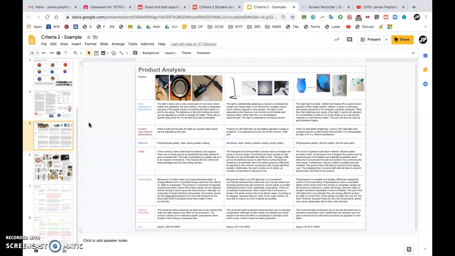all this is. So the student here has looked at 3 different existing products, commercially available products, and then analysed them under these key criteria. The reason for these criteria is that you're going to have the same criteria for generating your own design specification later, so it's important to analyse products against them.